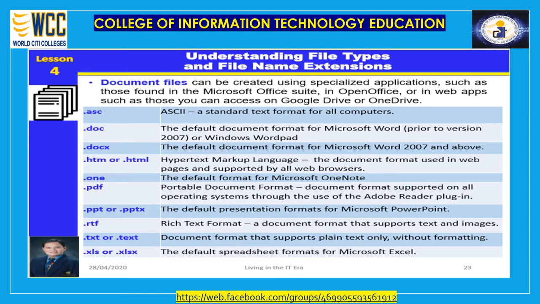Document files. Document files can be created using specialized applications such as those found in the Microsoft Office suite, in OpenOffice, or in web apps such as those you can access on Google Drive or OneDrive. Some formats can be opened and edited in simple text editors such as Notepad, and some formats such as PDF and RTF are designed to be cross-platform compatible. That is, you can open them on Windows systems, Apple systems, or Unix systems. Double-clicking a document file will open it in an application that can support it.